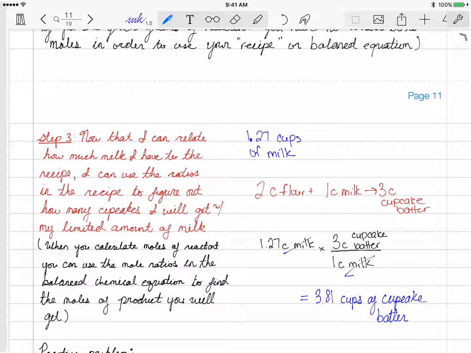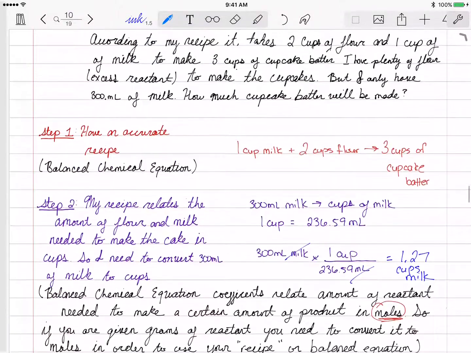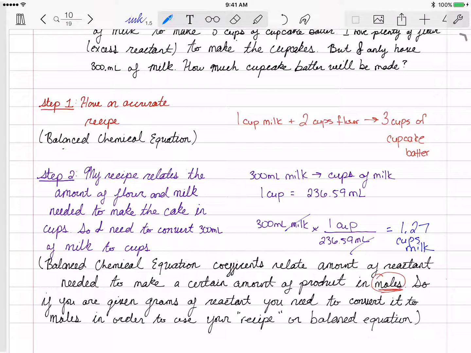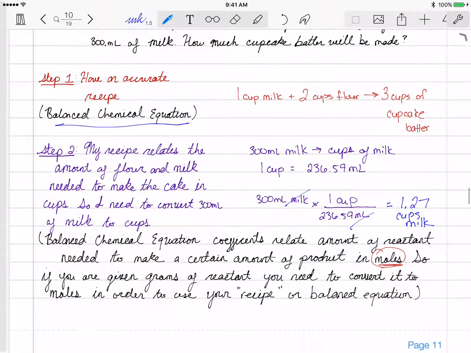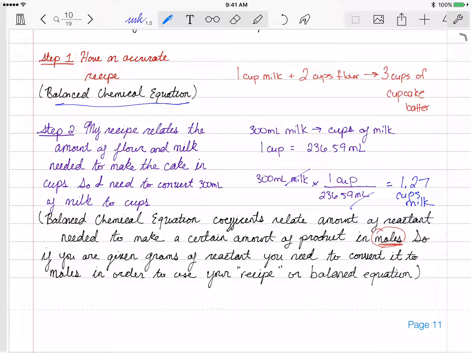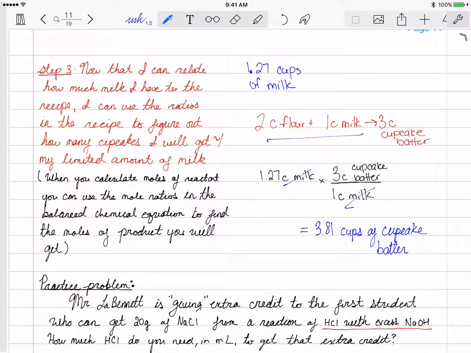So just a brief summary of what we did. We had to figure out what our balanced chemical equation was here. We had to go through and take what we were given and relate it to the moles or cups, in this particular case, of what our recipe called for. And so we had to convert. And once we got into the units we needed here that related to our recipe, we could use our recipe to figure out how much of our product we're going to have. And so that was kind of weird and quirky, but pretty straightforward, right?